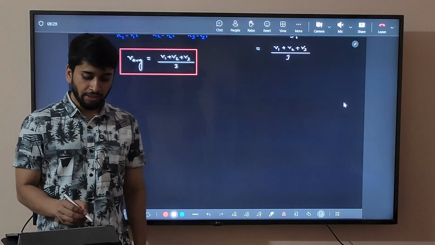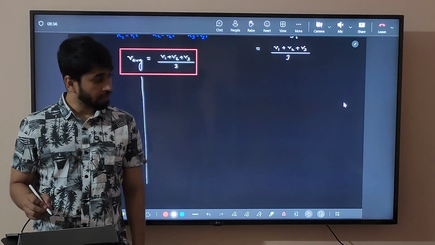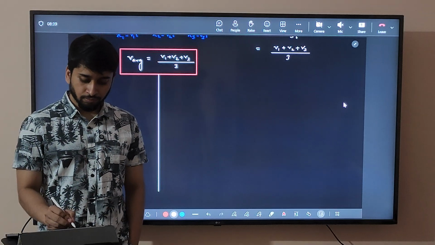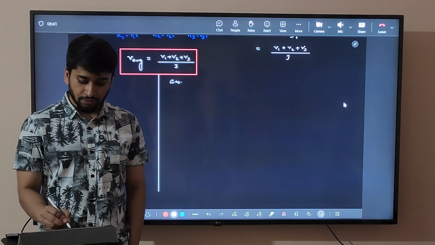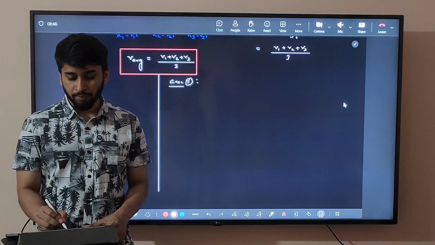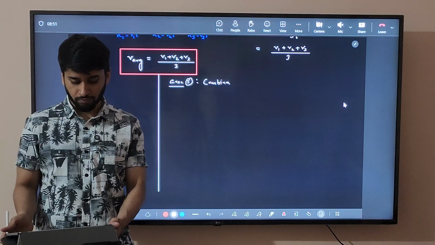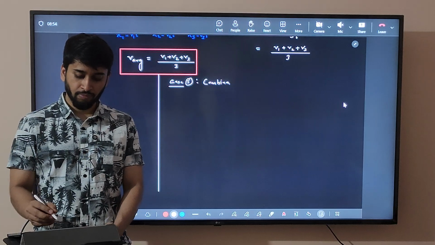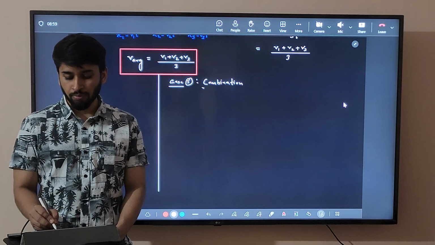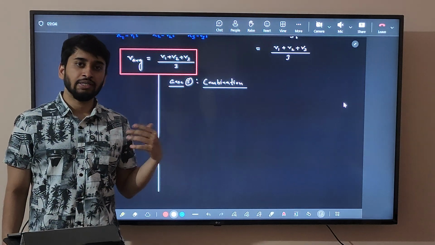So I'll try to write from this side. Let me draw a line here. We'll do it in the 2/3 part. So what is case 5? Case 5 is combination. Combination means it is a combination of equal time interval and equal distance interval.